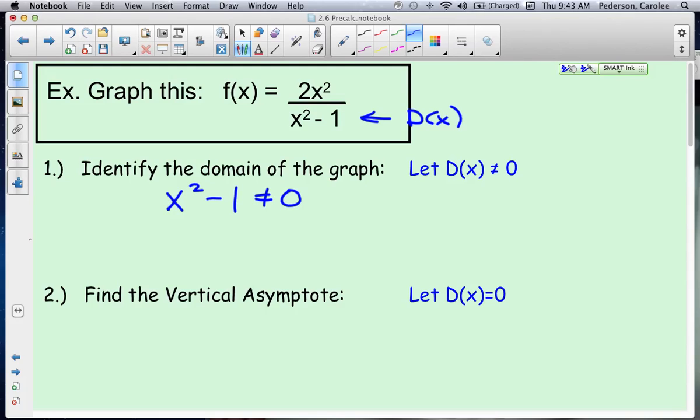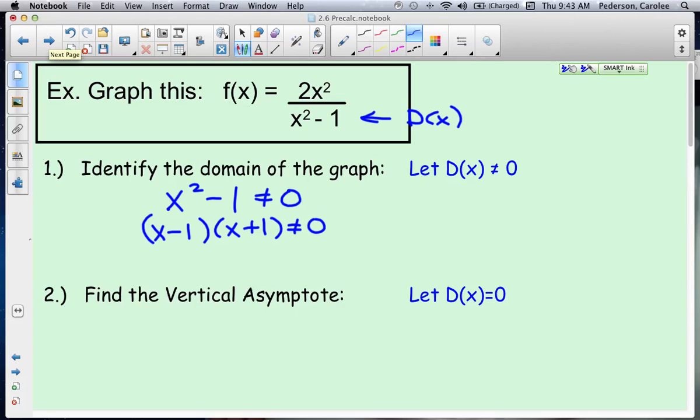And then I solve for x. You can solve by undoing, or you can factor it in this problem. So how would I factor x squared minus 1? How do I factor that? There's 2 terms. They're both squared. Yep, difference of 2 squares. It's x minus 1 and x plus 1.